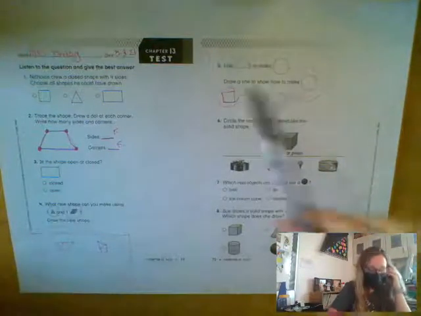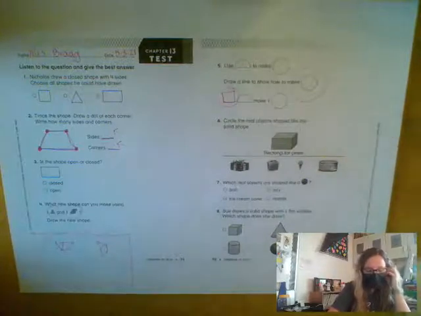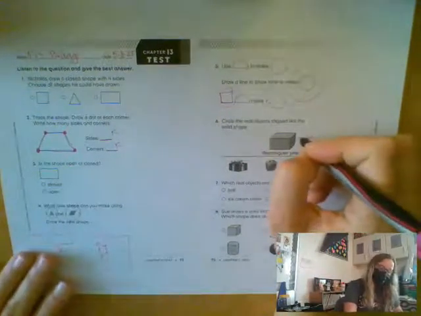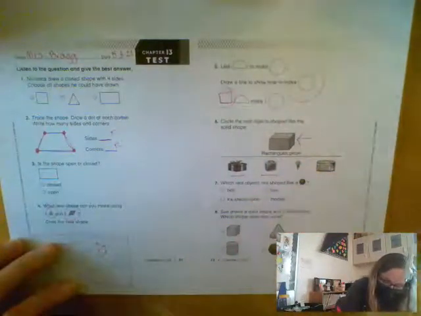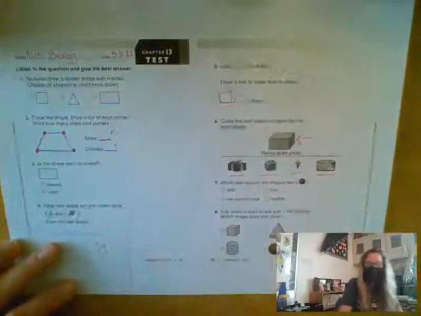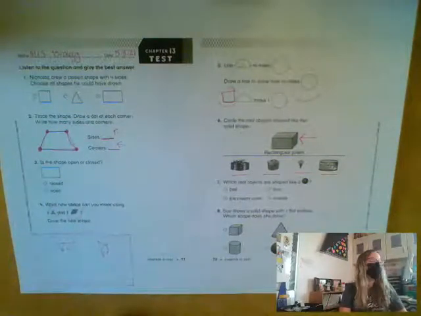All right, number 6 says circle the real objects shaped like the solid shape. So our solid shape is this rectangular prism. So take a look at the present, the lunchbox, the ice cream cone, and the tuna fish can, and circle the ones that are rectangular prisms. There could be more than one answer.